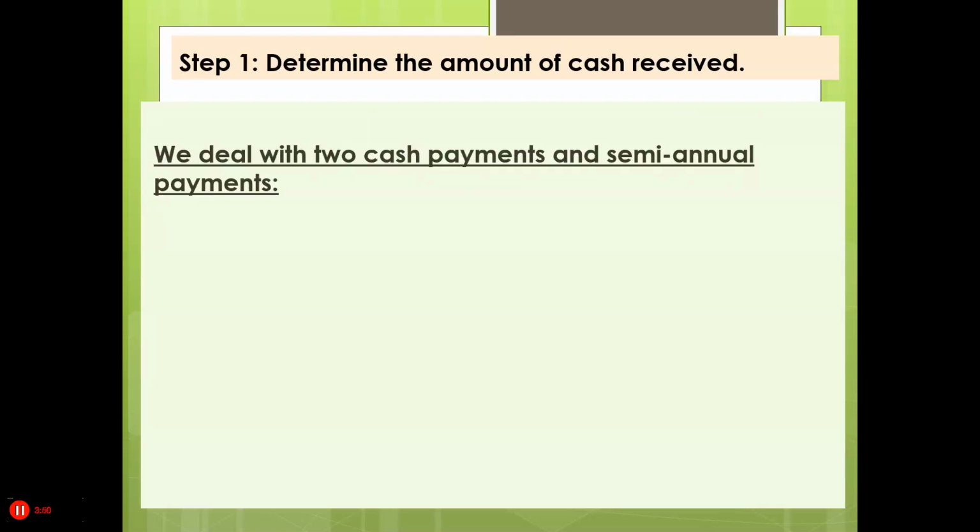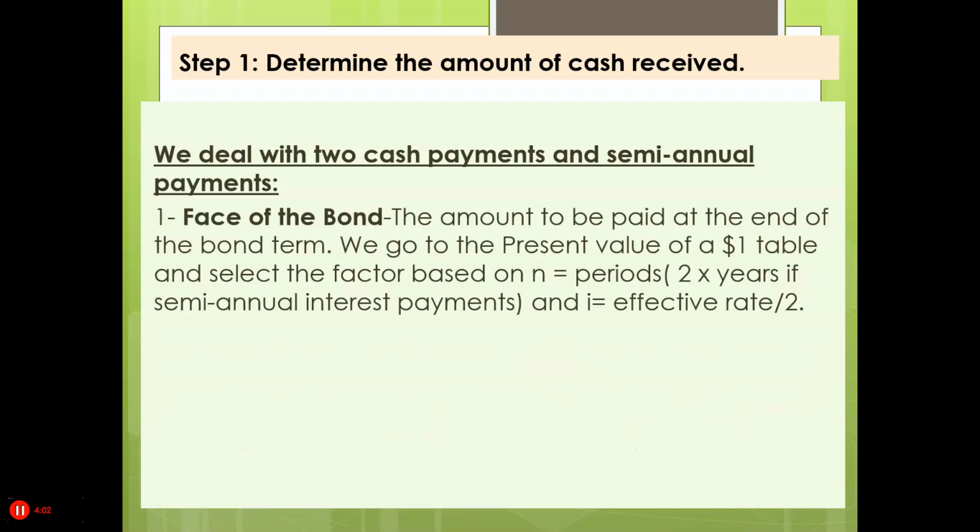So here's the thing you have to deal with: again, we have two cash payments, and a semi-annual payment. Okay, the face of the bond is the amount to be paid at the end of the bond term. We go to the present value of $1 table and select the factor based on n equal to the periods, and if the interest is paid semi-annually, we take the years times 2. And i is the effective rate, which we divide by 2 because we're paying semi-annually.